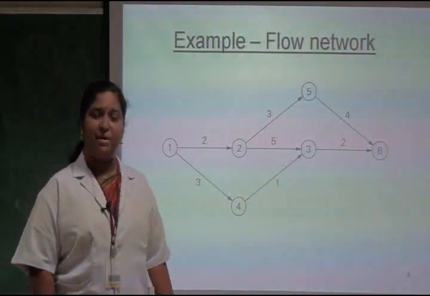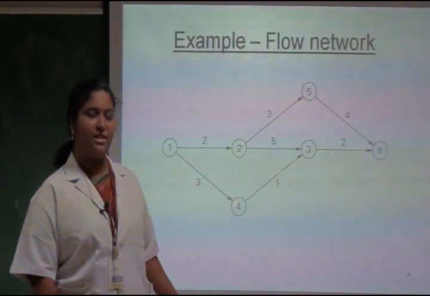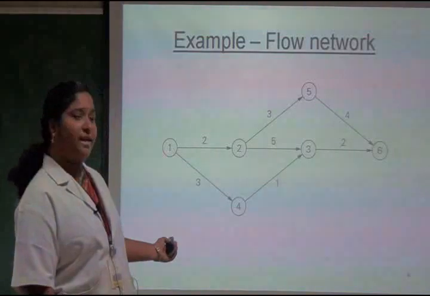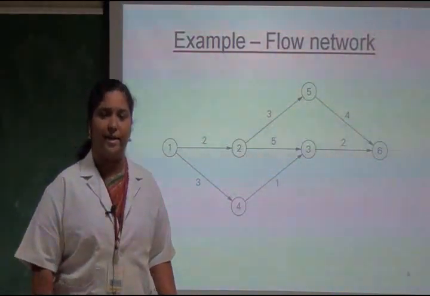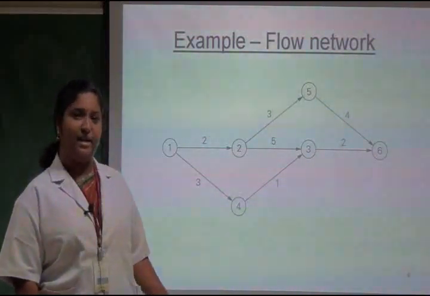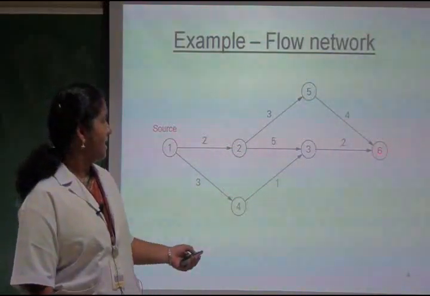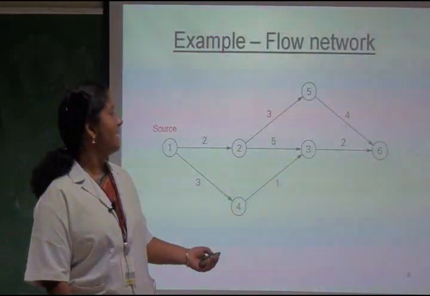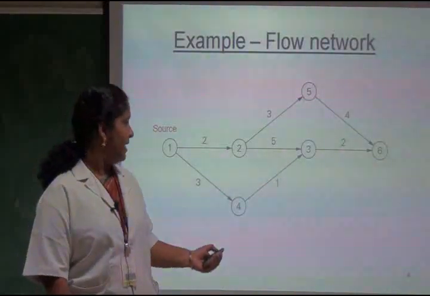This is an example for a flow network. If you look at this graph, we have 6 vertices numbered from 1 to 6. Out of these, vertex 1 does not have any incoming edges, whereas it has 2 outgoing edges. Since vertex 1 has no incoming edges, it is designated as the source vertex. If you look at vertex 6, it does not have any outgoing edges, it has only 2 incoming edges, and hence vertex 6 is chosen as the sink vertex.